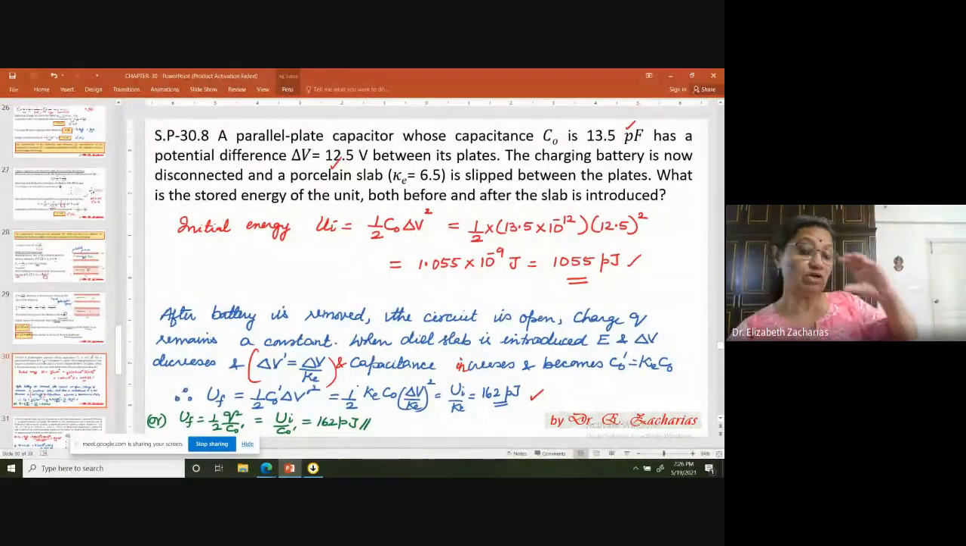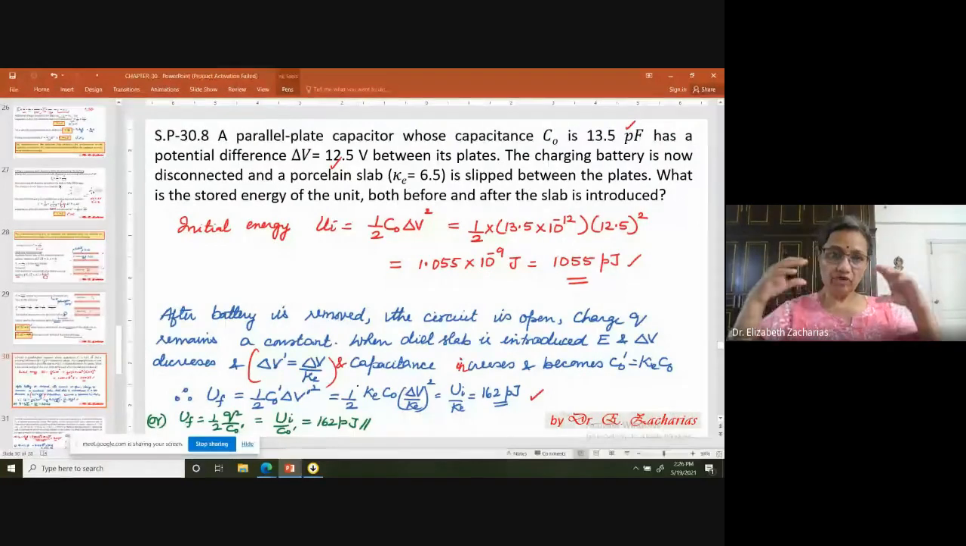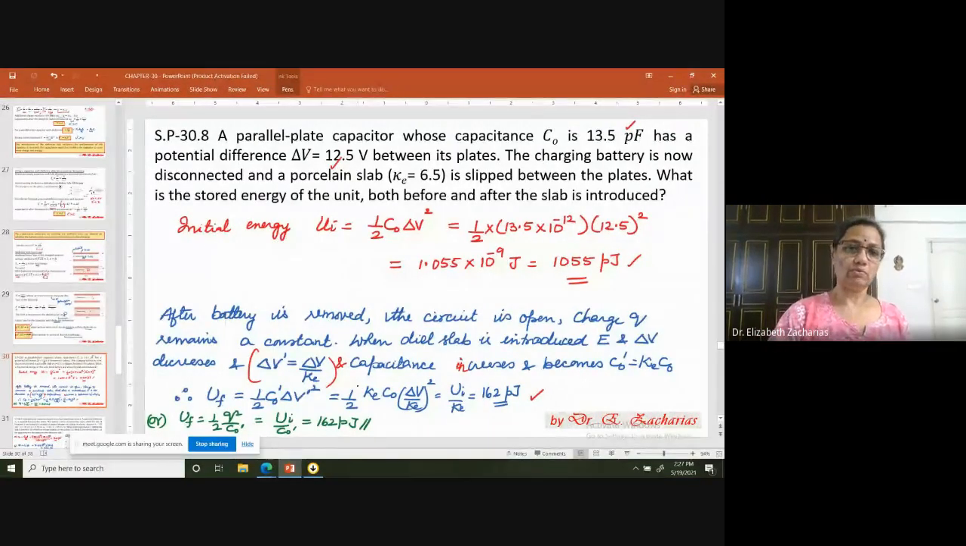Without dielectric, you had more energy. When you put the dielectric, energy is lost. Where did the energy go?